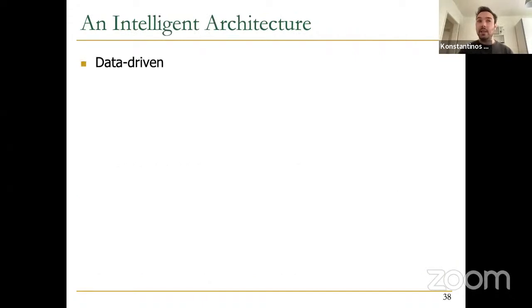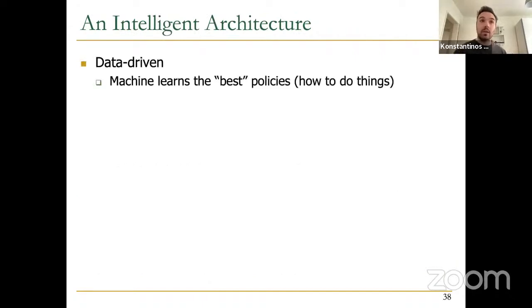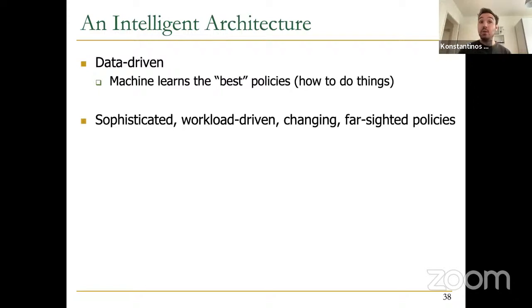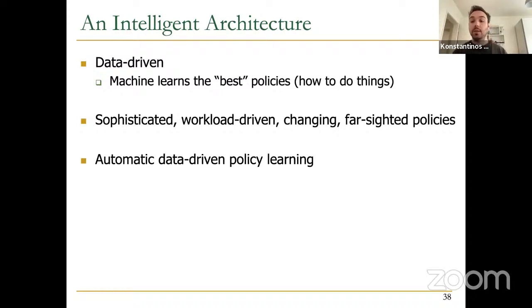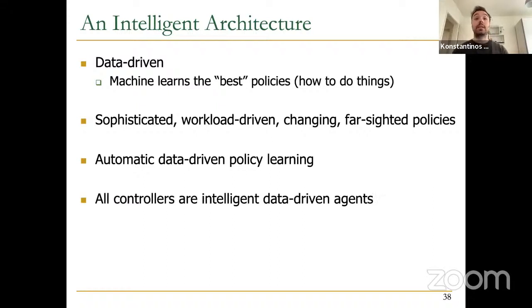So one intelligent architecture needs to be first data-driven, and the machine, the processor, needs to learn the best policies and how to do things. It needs to be sophisticated, workload-driven, and changing with far-sighted policies. We need to understand what's going on based on the workloads, based on the data. We need to have automatic data-driven policies. And all controllers that exist in the system right now should be intelligent data-driven agents, and we should design them this way. And the question is, how do we start?